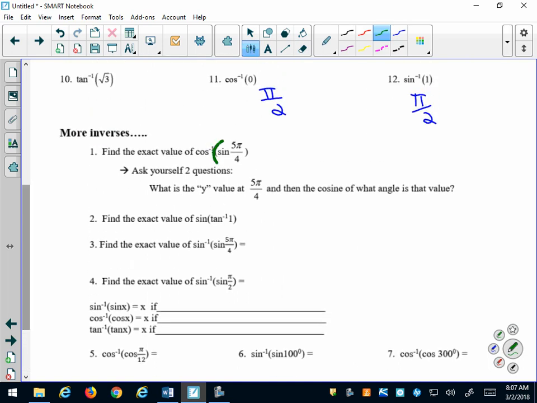Okay. You want to look at what's inside the parentheses first. What is the sine of 5 pi over 4? What's the sine of 5 pi over 4? So remember, this is not a restricted domain. 5 pi over 4, well, where is that? That's 1, 2, 3, 4, 5 pi over 4, right? 1, 2, 3, 4, 5.